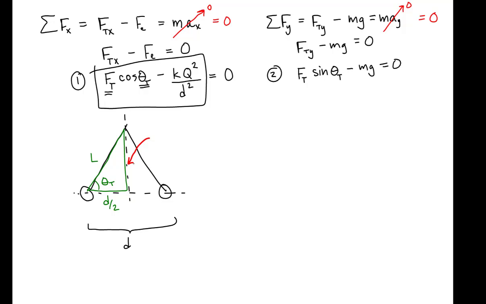And he said, Mel, that opposite side from Pythagorean's theorem is equal to, well, let's see. Pythagorean's theorem is L squared is equal to d over 2 squared. And let's just call that opposite side a length A. So we'll say A squared.